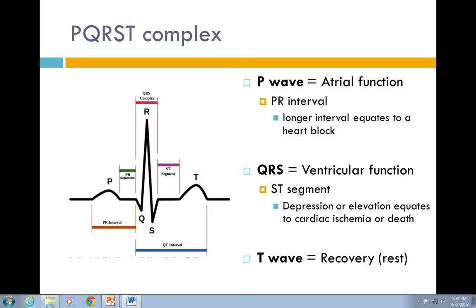Lastly is the T wave, which indicates the recovery phase of the cardiac cycle. It is important to understand the physiological aspects of the PQRST complex in order to have a greater understanding as we start to talk about interpreting these strips.